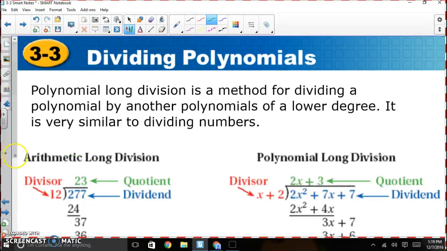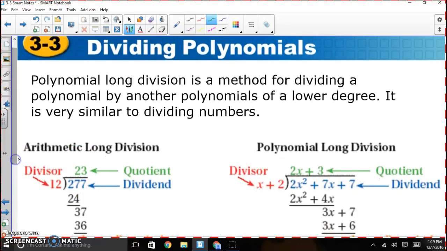So if we look at the next slide here, this is showing you back to back an example of our arithmetic long division, what we just reviewed, and our polynomial long division. And one of the things that you'll notice is they pretty much have the same exact step process. So if we look at the top here, it's saying polynomial long division is a method for dividing a polynomial by another polynomial of a lower degree, and is very similar to dividing numbers, like we said.